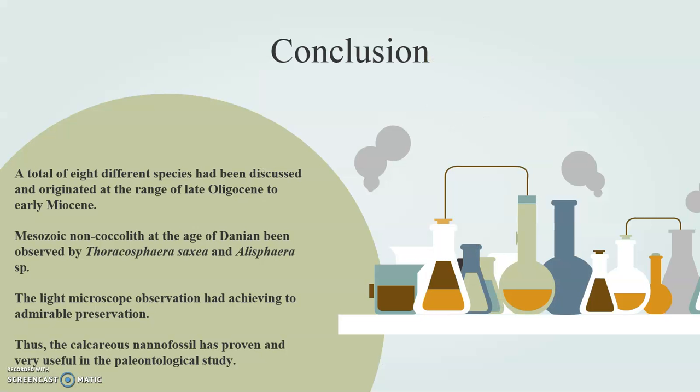So for the conclusion, a total of 8 different species have been discussed and originated in the range of late Oligocene to early Miocene. However, there is a Mesozoic non-coccolith of Danian age observed, Thoracosphaera and Helicosphaera species, which indicates the last occurrence of these species within the formation of the lower Paleogene. So the light microscope observation achieved admirable preservation, and the calcareous fossil has proven very useful in paleontological studies.